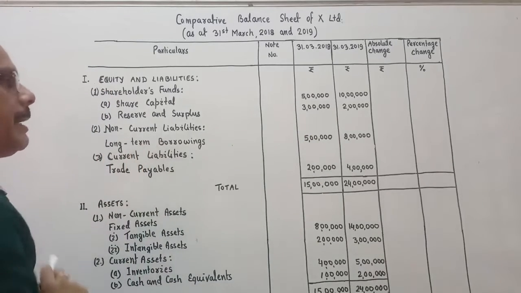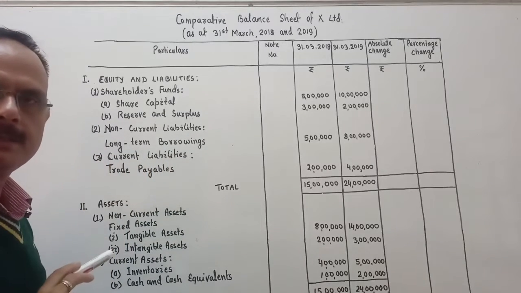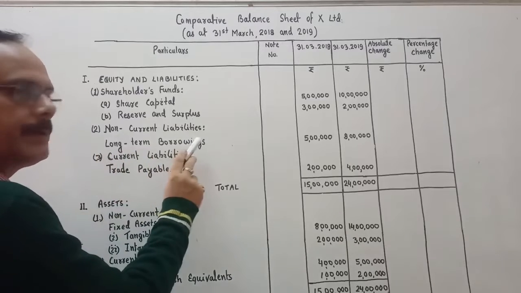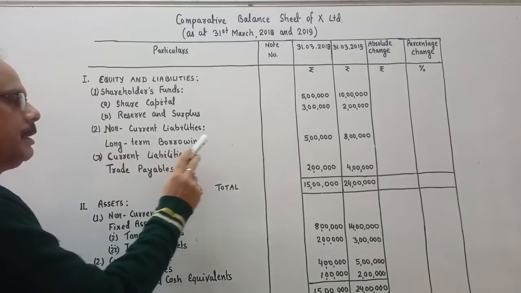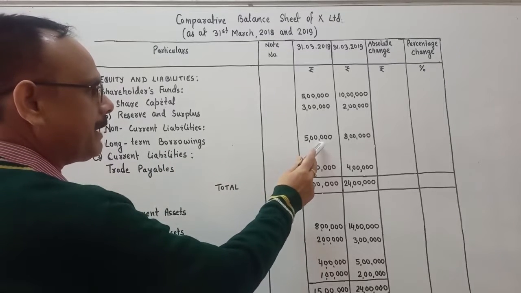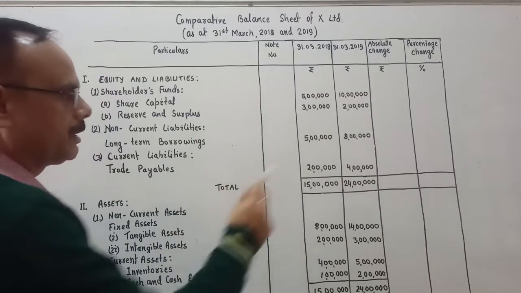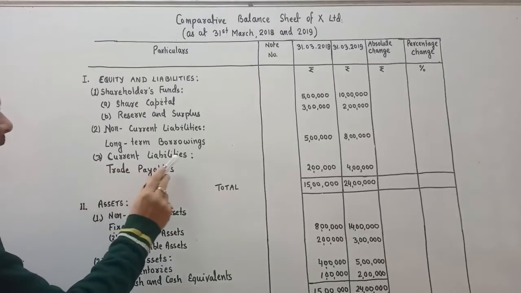Now see the non-current liabilities. Under the non-current liabilities, long-term borrowings. So long-term borrowings is 5 lakh in 2018 and 8 lakhs in 2019. Now come to the current liability.